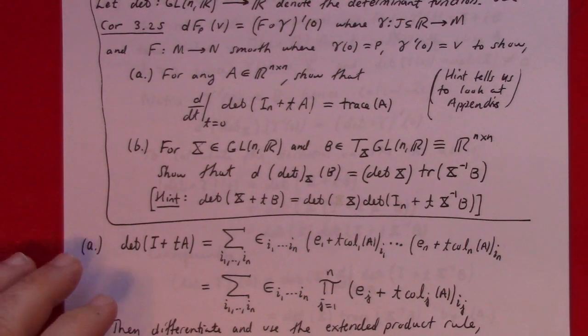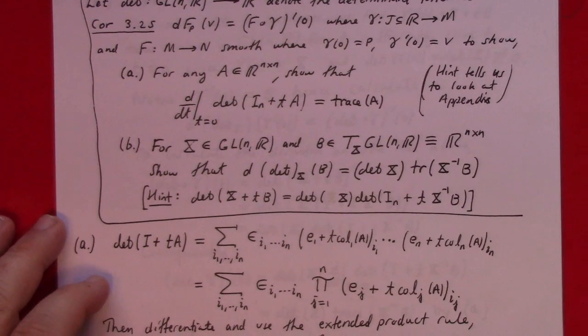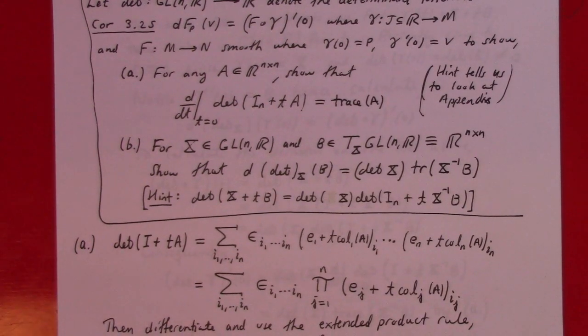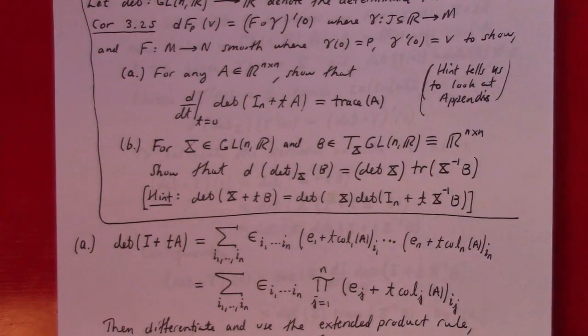I love this problem. I love this problem a lot. Like, it's beautiful. It's just beautiful. So you're supposed to show that the derivative of the determinant of I_n plus tA is equal to the trace of A. And then you're supposed to show this identity down here. So I just calculated it.